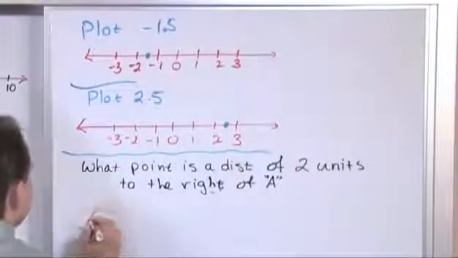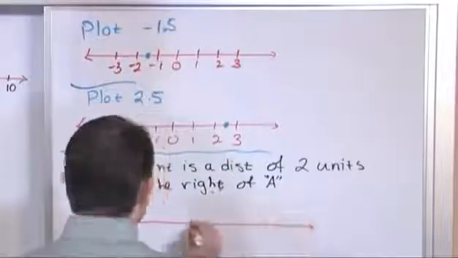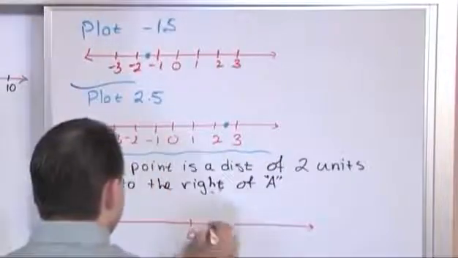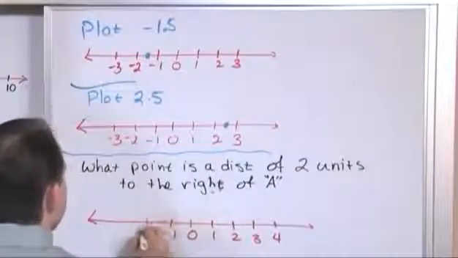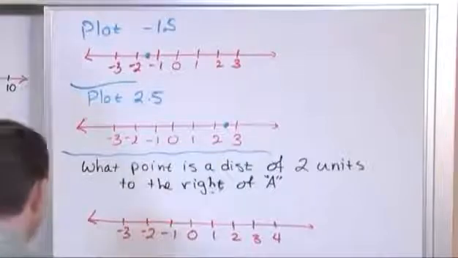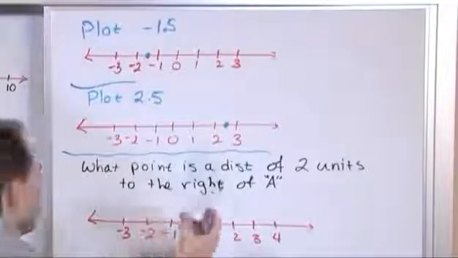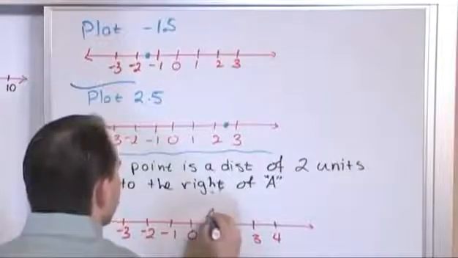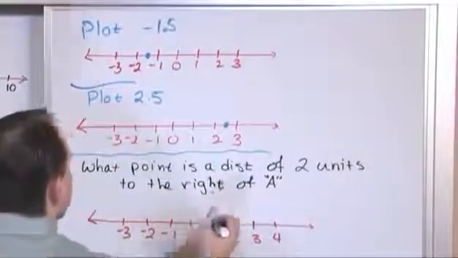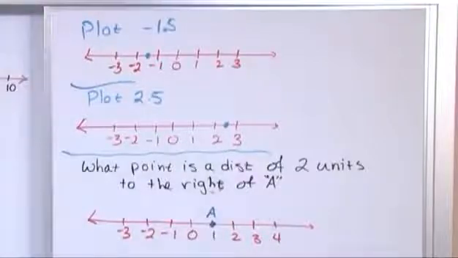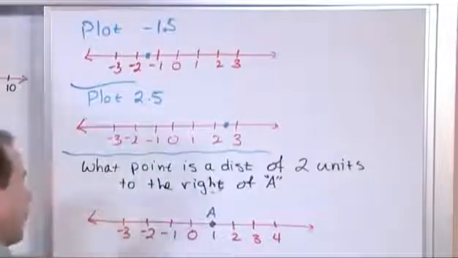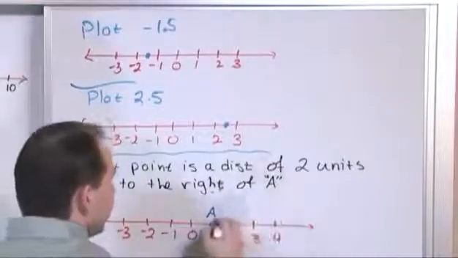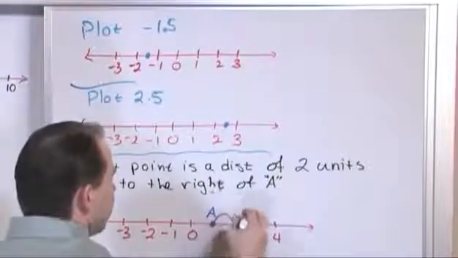What I'm going to provide to you is a number line, right? So you have 0, 1, 2, 3, 4, -1, -2, -3. Now the point A, I'm going to say, is right here at the number 1. That's the point A. So the question is, what point is a distance of 2 units to the right of A? The way you do this is you start at the point A and you count 2 units to the right, just like you would think. So you have, starting at A, 1 point, 2 points.